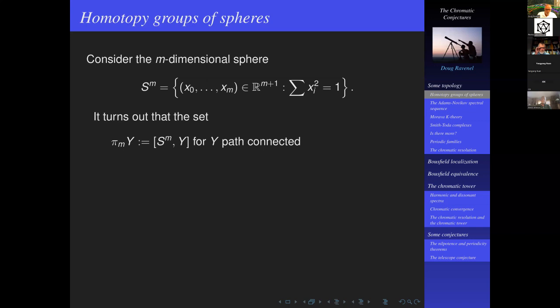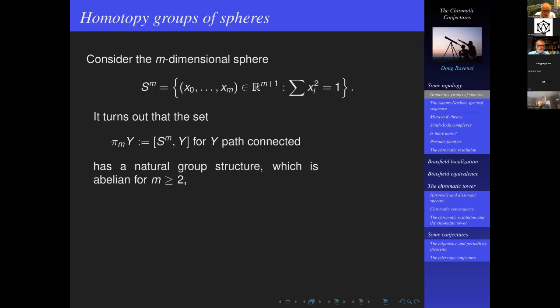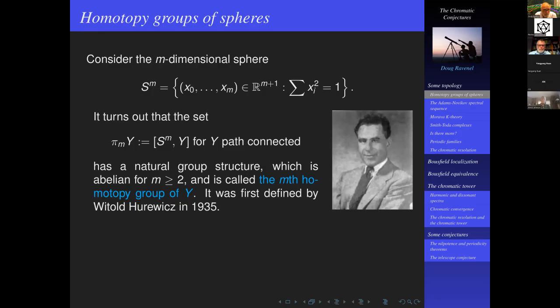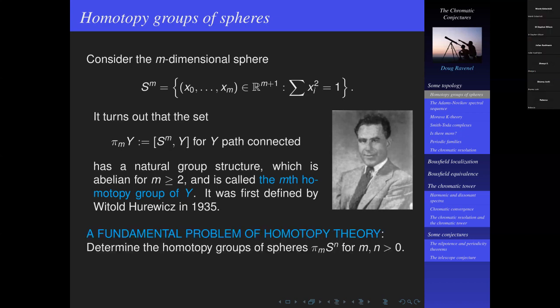And so we could look at the set of homotopy classes of maps from S^m into some other path-connected space Y. And it turns out that this set has a natural group structure. And not only that, this group is abelian if m is at least 2. This is known as the mth homotopy group of Y, and denoted by pi_m of Y. And this was first defined by Witold Hurewicz in 1935. Now, a fundamental problem in homotopy theory is to determine the homotopy groups of spheres.